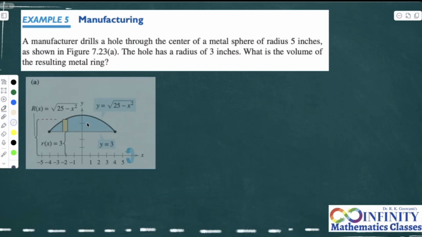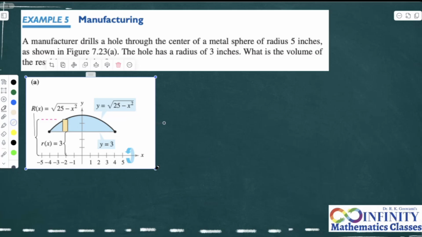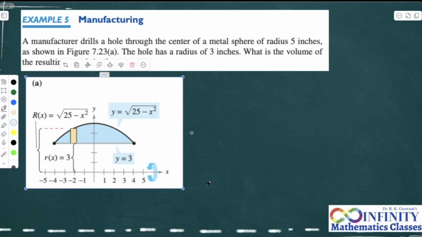So by looking at this, I'm rotating an area about the x-axis. This is what I can see. So I'm going to apply the Washer method. I'm going to rotate about the x-axis. You can see the sign. So the vertical strip will be there.